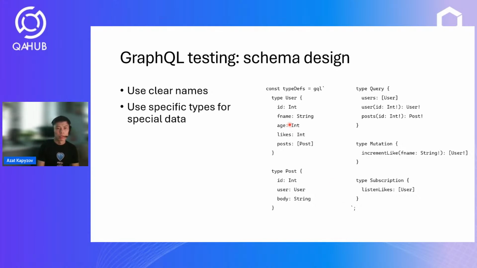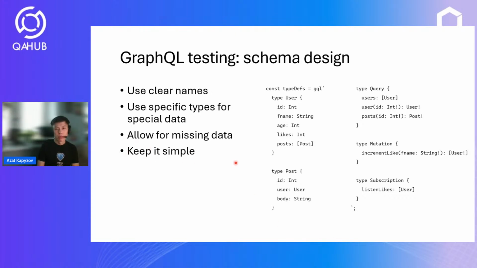For example, if it's a birthday, we should use date. If it's URL, if it's ID, it should be ID. Well, in the perfect case, right? So we verify that we allow for missing data. I mean, we check that nullable or non-nullable values are used correctly.